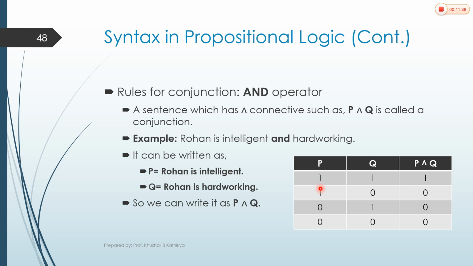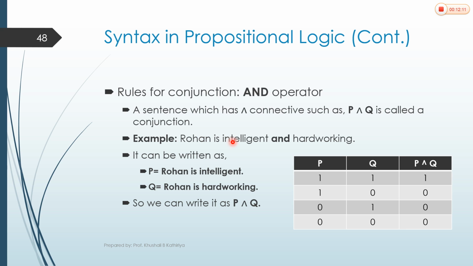This sentence says P is true and Q is false. It means Rohan is intelligent but he is not hardworking. Rohan is intelligent and Rohan is not hardworking is not possible, because if he is intelligent then he will be a hard worker, so it is false, that is zero. If Rohan is not intelligent and Rohan is hardworking, this is not possible, so this is also false.